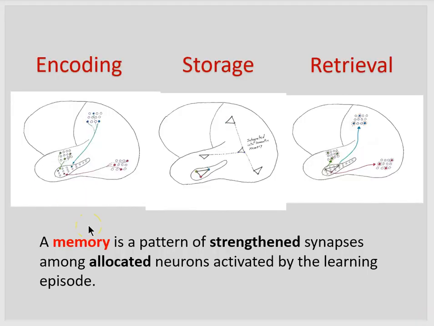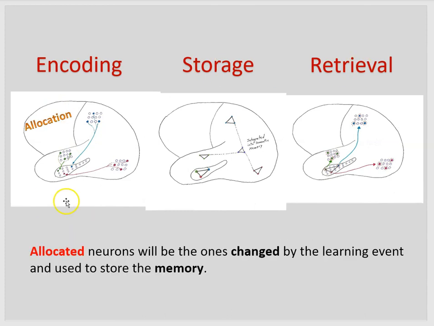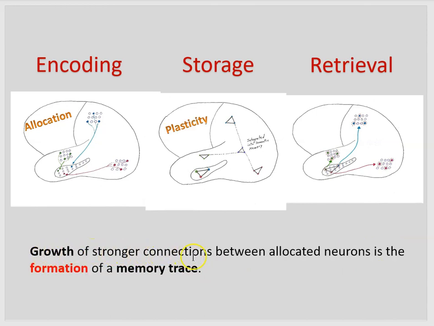To review then, we'll recap this. Remember our 3 stages here. We've got the allocation stage. Allocated neurons will be the ones changed by the learning event and used to store the memory. Growth of stronger connections between allocated neurons is the formation of a memory trace. That was neuroplasticity. We had plasticity in the hippocampus and the cortex, but there was greater plasticity in the hippocampus than the cortex. And that was the point of system consolidation, that we needed to strengthen those cortical memory traces.